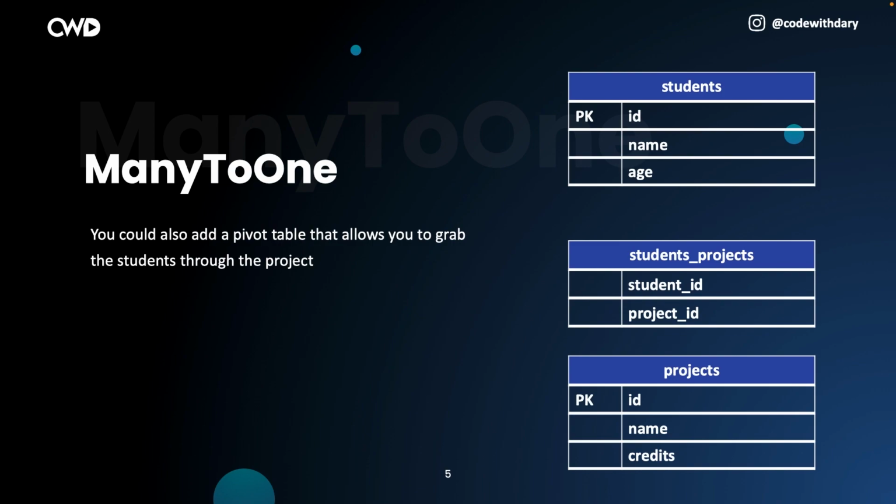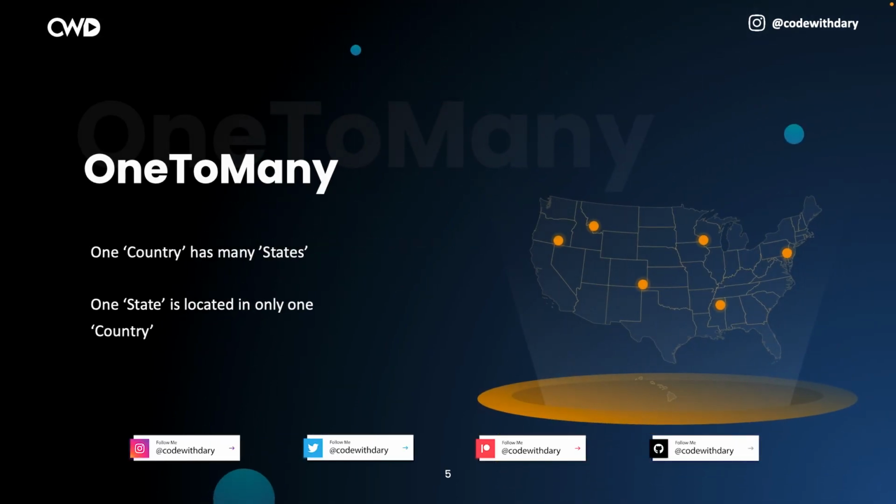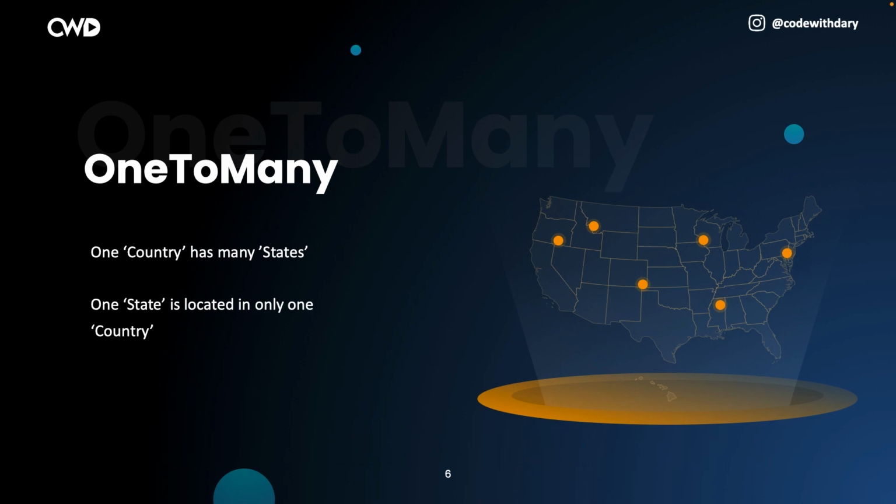Now the next relationship is the OneToMany relationship, which is one of the most common relationships in Symfony. If we take a look at the United States on the right side, we're talking about one big country. Inside the United States, you have different states. The other way around as well, you have multiple states, but they are all related to one country.